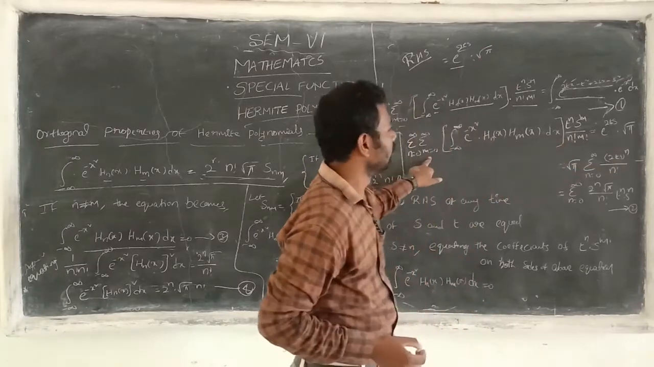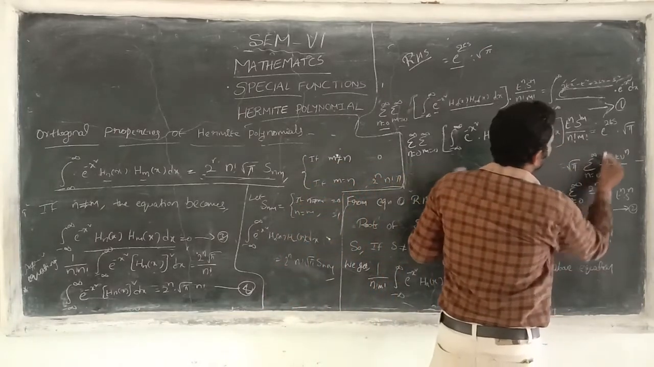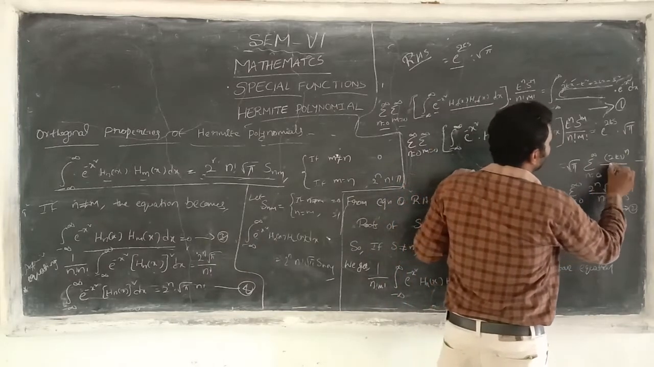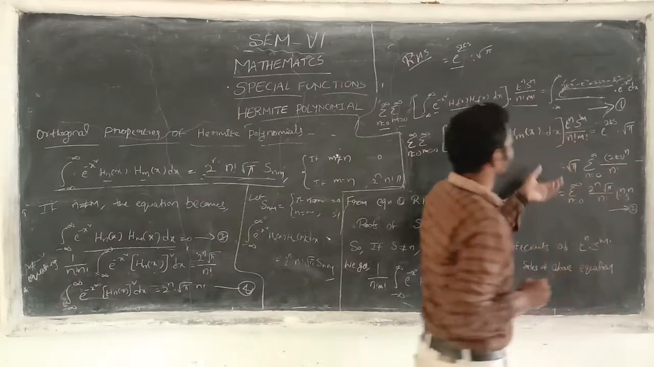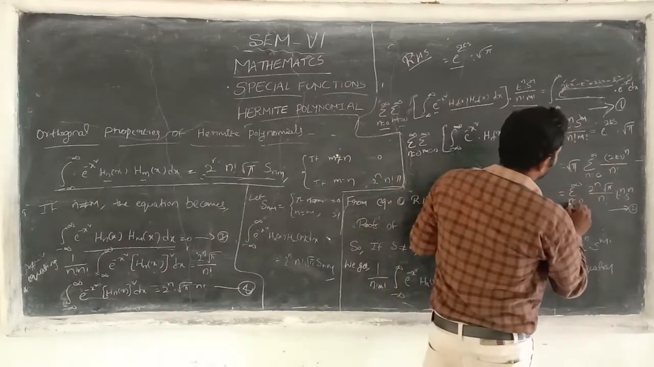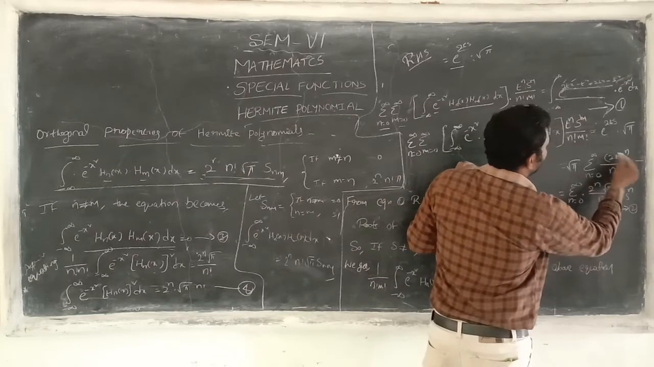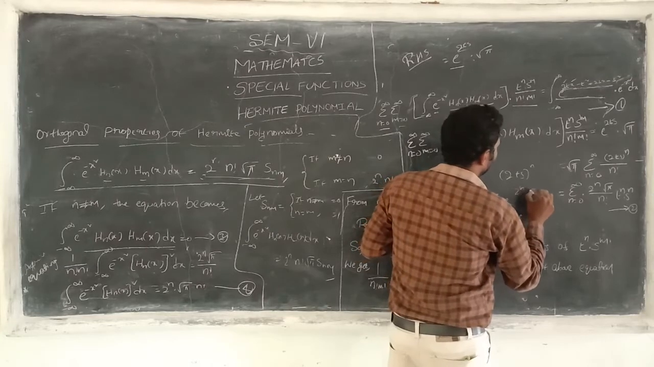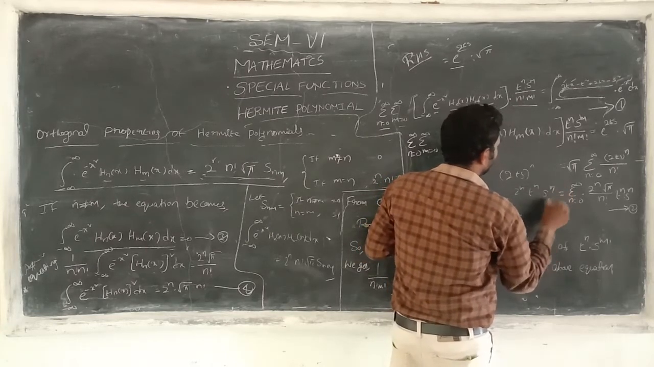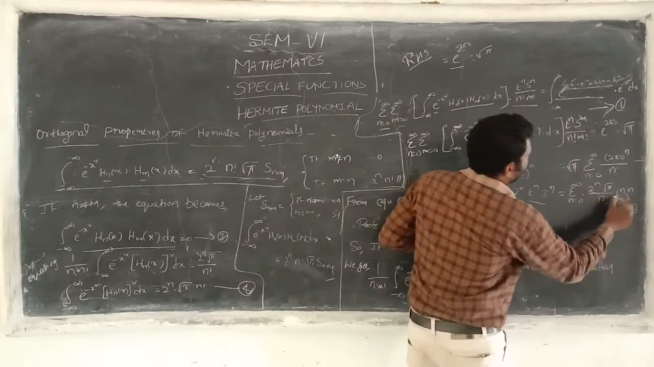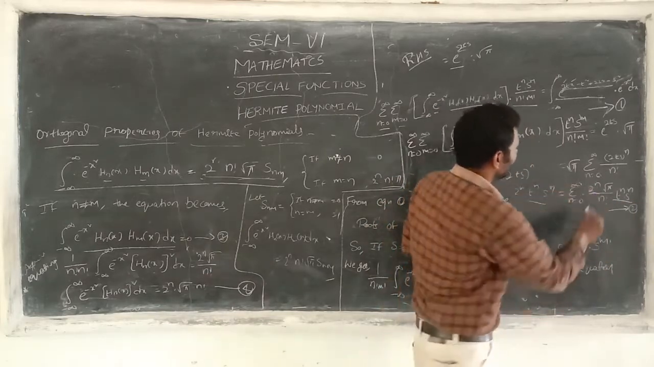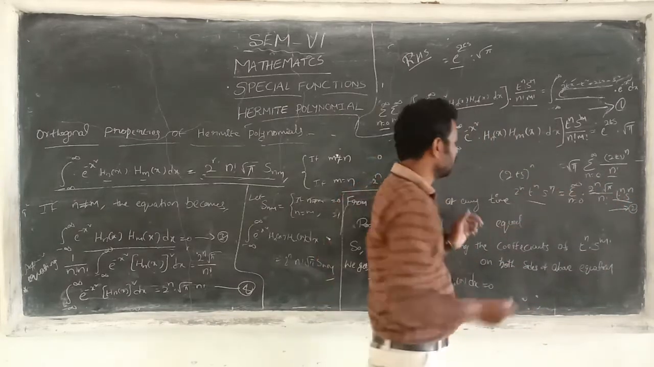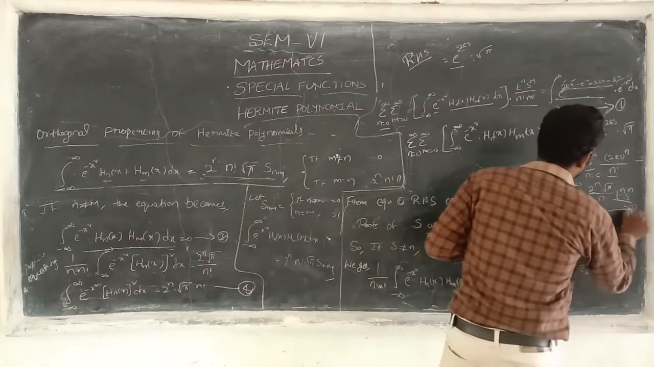This is the equation. So root pi into e^(2xt) can be written as the sum from n = 0 to infinity of (2xt)^n / n!, which is the sum of 2^n t^n x^n into root pi by n factorial. No changes, just simplify it. That is the second equation.